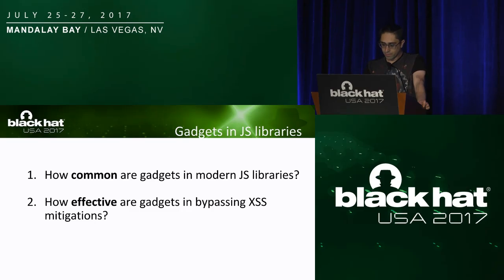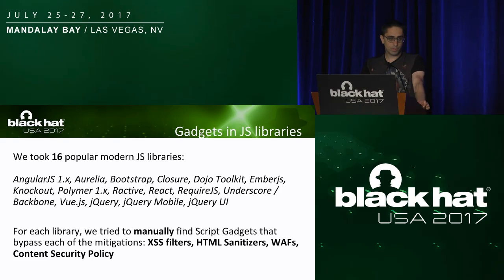First we started looking at JavaScript libraries and looking for gadgets in this code base. So we took 16 popular web frameworks or JavaScript libraries. We included AngularJS, Polymer, React, jQuery, Knockout, Backbone. All that we considered popular and modern was on that list. Then we started manually looking at the code of those libraries in order to find script gadgets.